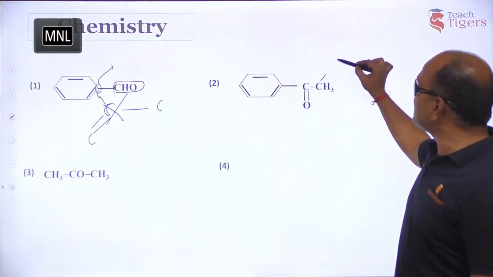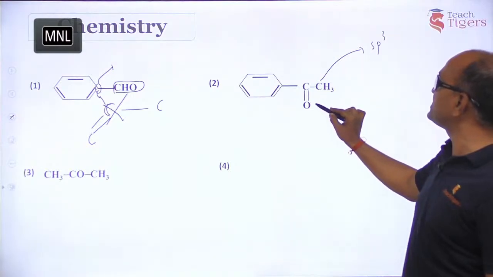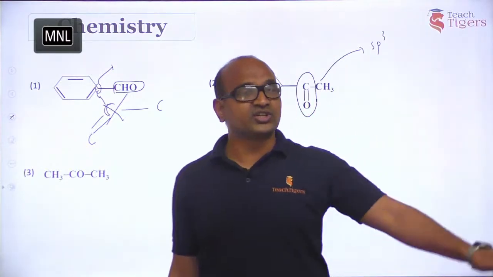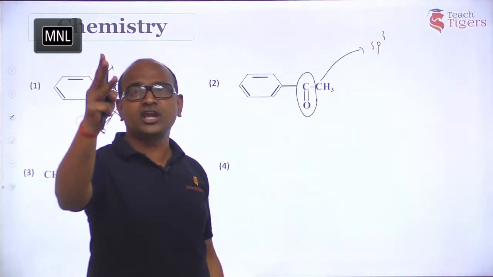Now guys, this is our sp3 hybridized carbon which is directly attached to the carbonyl group. So this is our alpha carbon and it has got 3 alpha hydrogens.